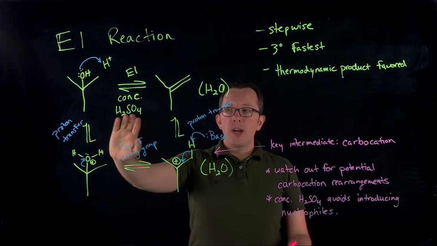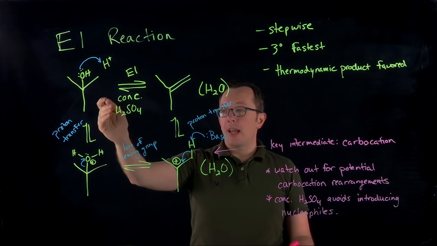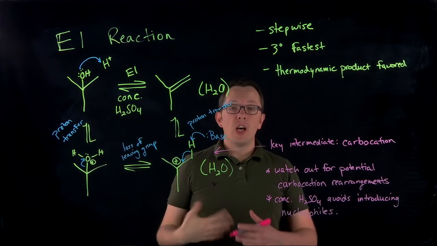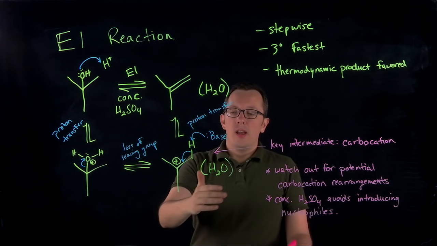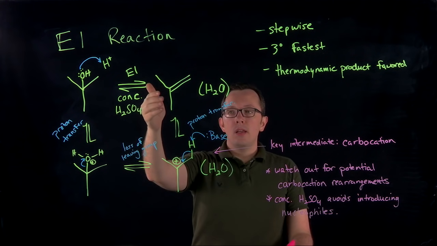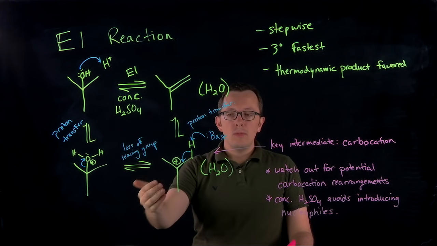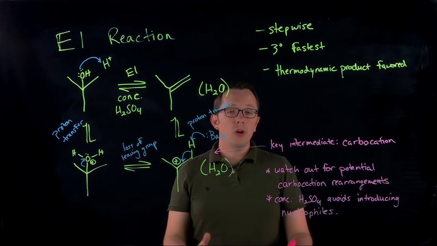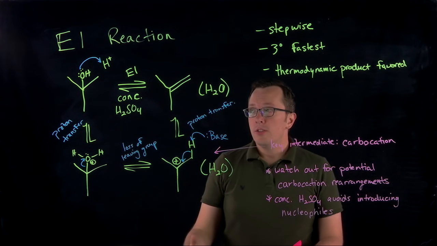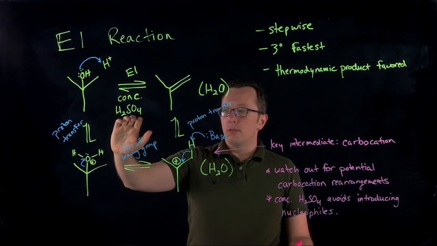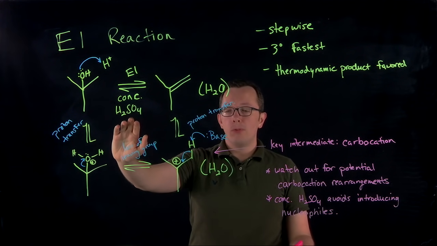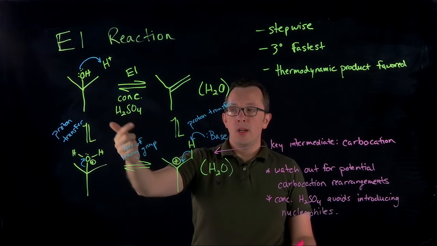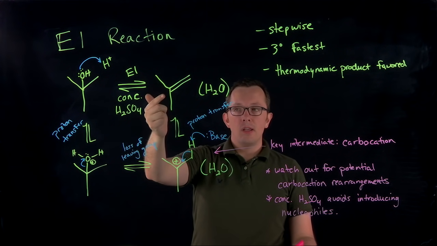If you tried to do this reaction with concentrated HCl, for example, you'd have a lot of chloride ions around, and those could act as nucleophiles. And instead of getting the E1 elimination product, you'd obtain the tertiary alkyl chloride, which would be the SN1 product. So just to be clear, we really want to use concentrated H2SO4 in order to avoid the SN1 product and go all towards the E1 product.